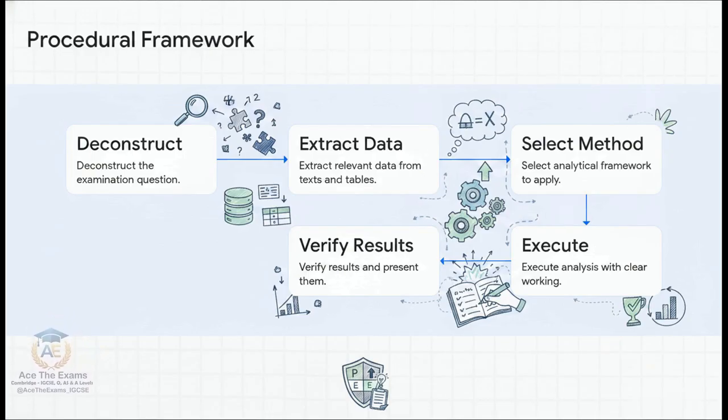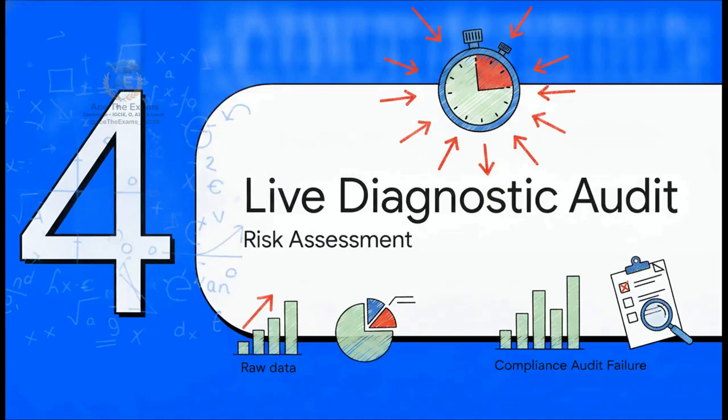Step 4, execute your analysis. This means a highly visible step-by-step expansion of the brackets. Show your work. And finally, step 5, verify the results and present them clearly as coordinate pairs. If our junior consultants Alex and Sam had just aligned their syntax with this exact framework, their mock proposal would have been structurally flawless. All right, we are now entering phase 4, the live diagnostic risk audit.